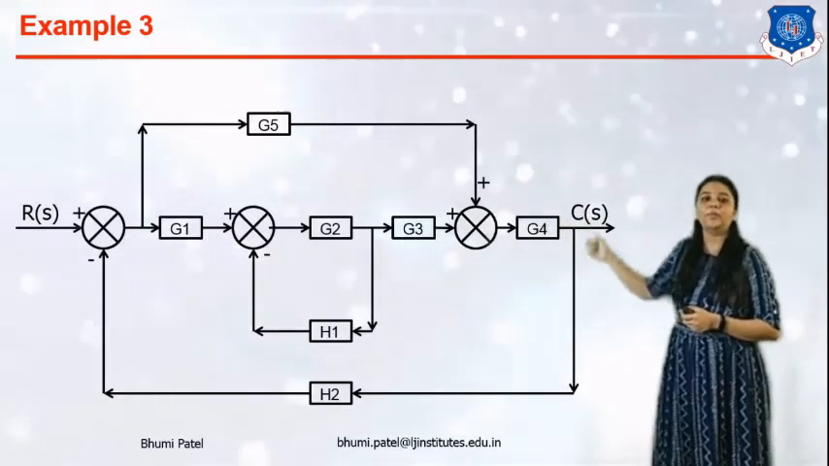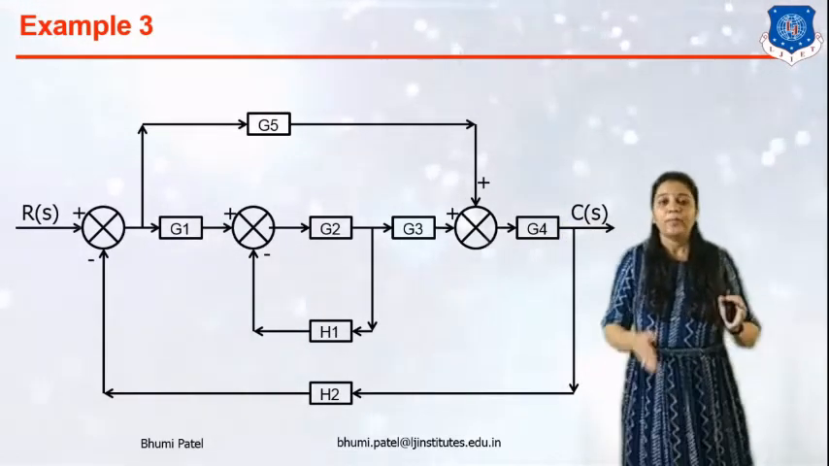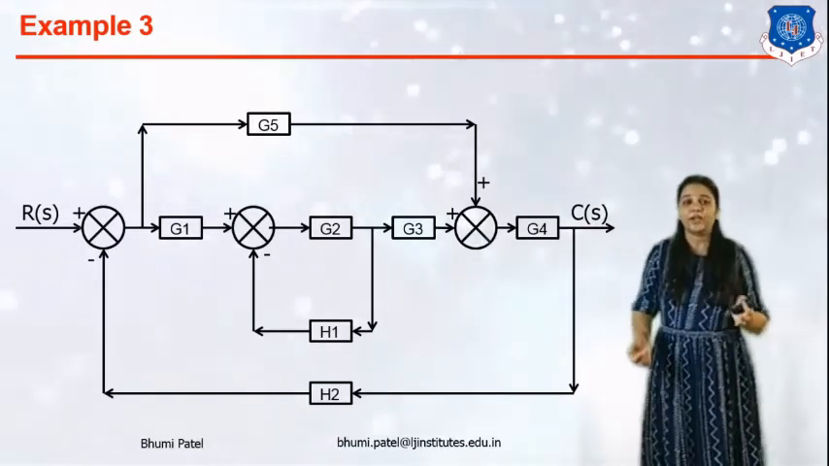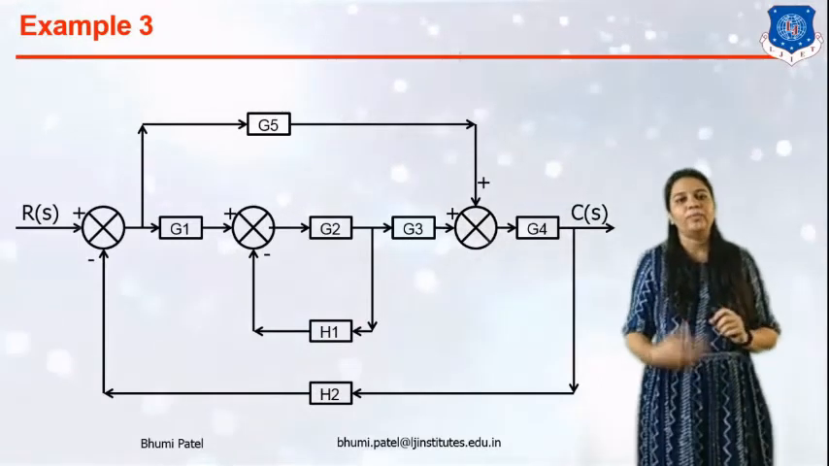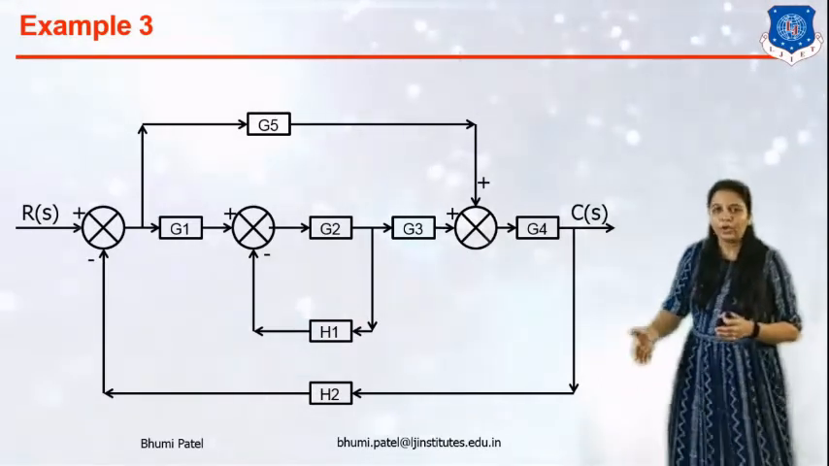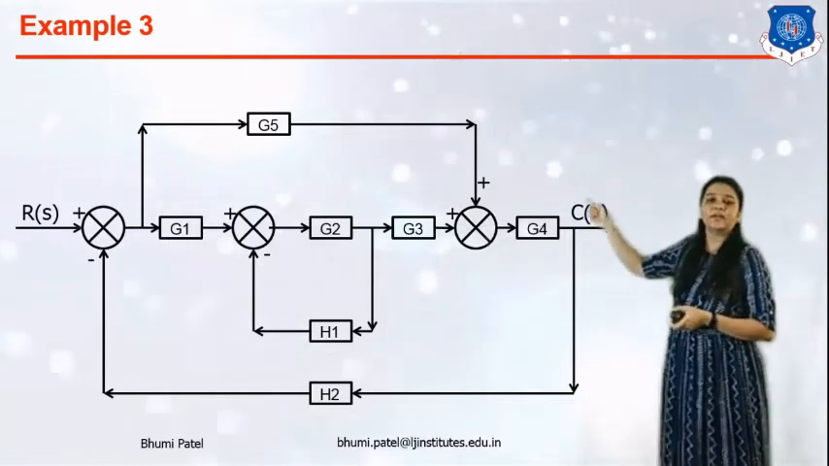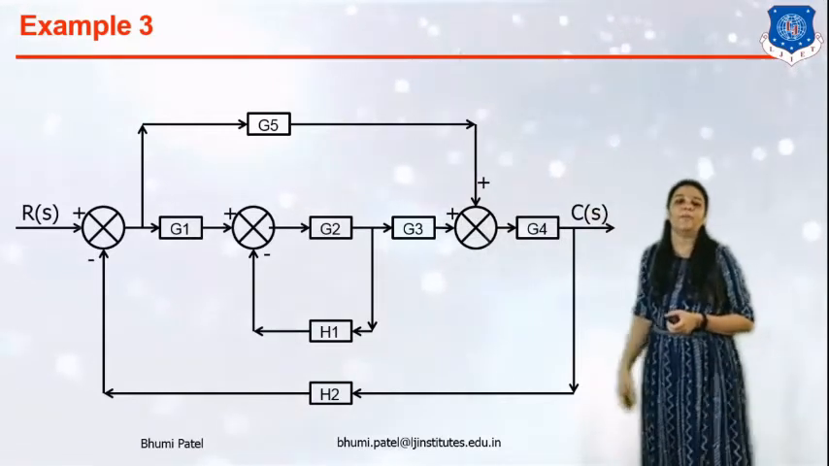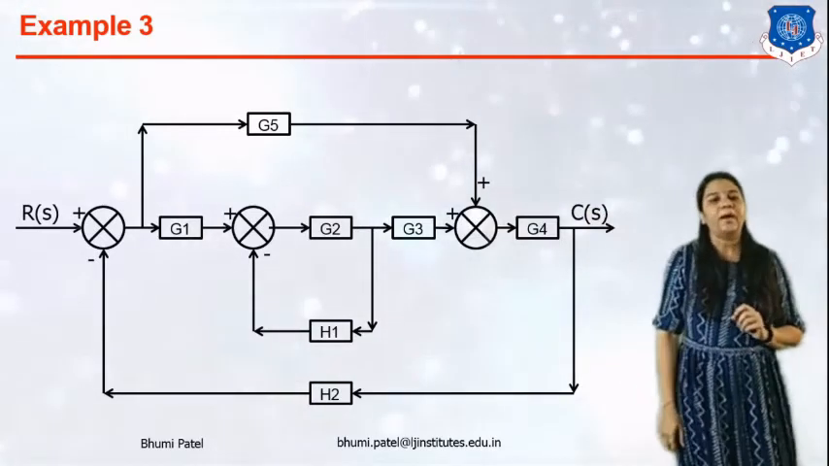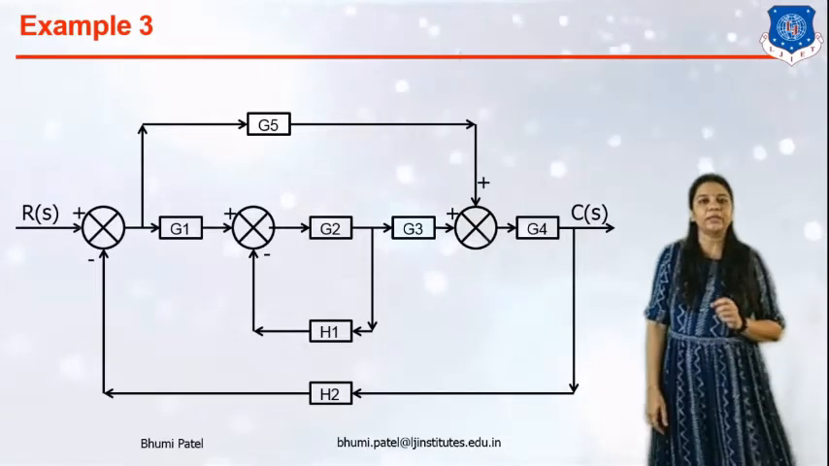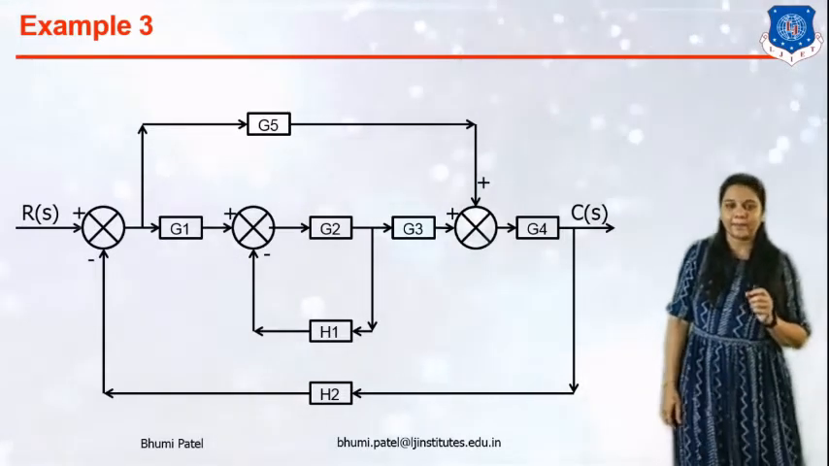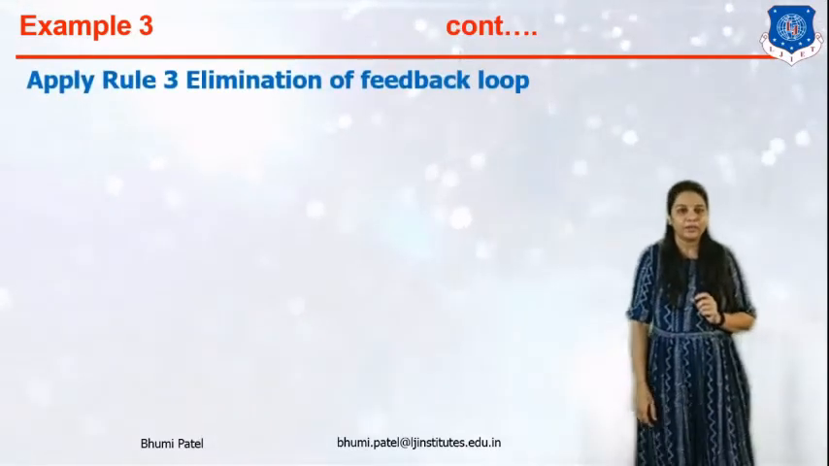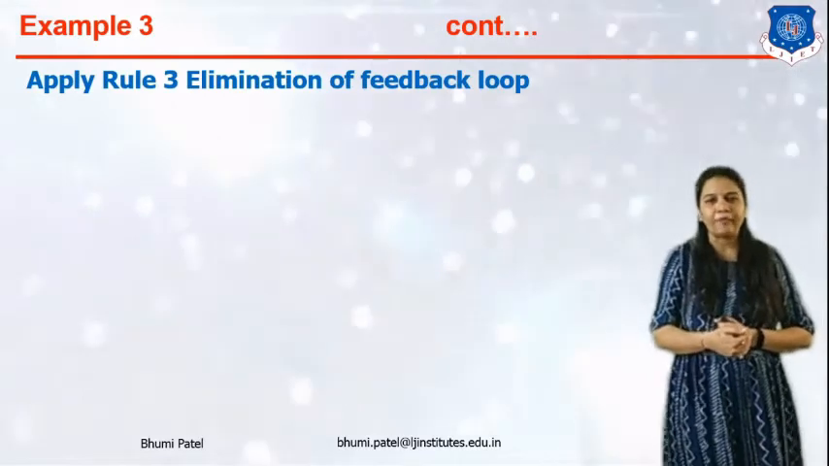Okay, after this takeoff point, a G1 block is given. But after the G1 block, again a summing point is given. So we cannot apply any rule of the block diagram reduction. So let's move on. After the second summing point, a G2 block is given and an H1 feedback loop is given. So we can apply rule number 3, block in feedback loop. So easily we can apply rule number 3, elimination of the feedback loop.